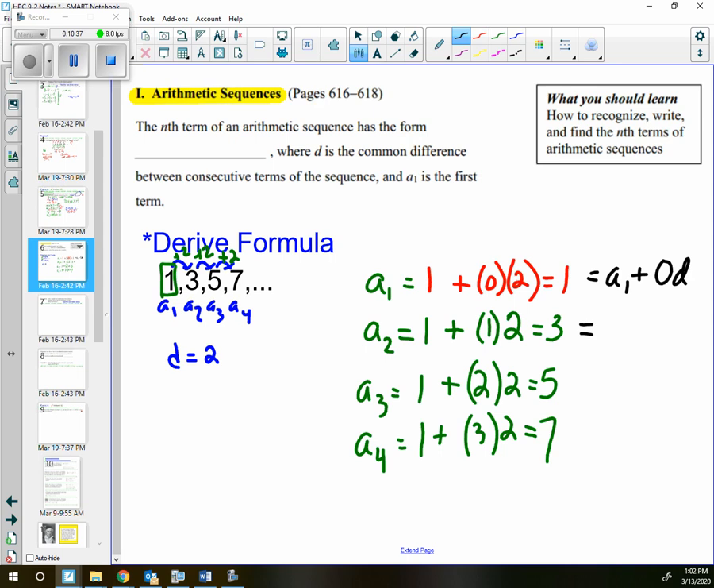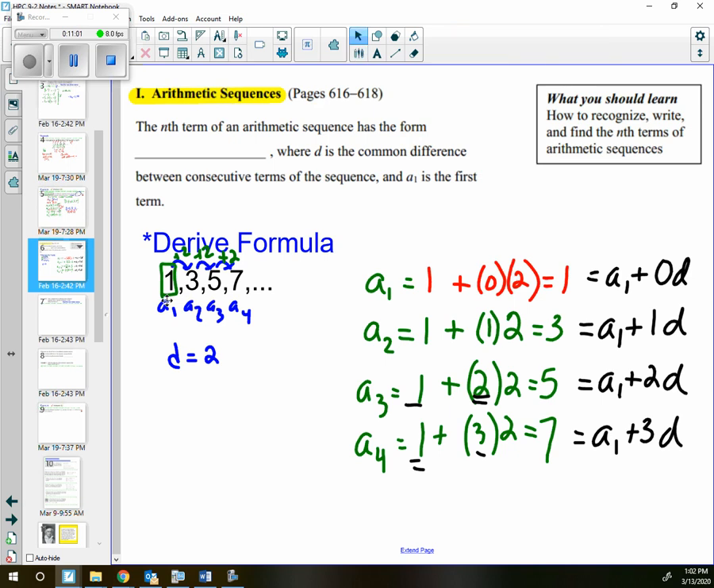How did we get an A2? Well, I did an A1 plus 1 of those differences. To get an A3, I went back to A1 still, my 1, but then I did 2 differences. So 2 2's, right? To get to the third term, I'd have to add 2 twice. And then to get to term 4, I went back to A1 and I added 3 differences. Now I want you to see if you can come up with a pattern here, what the rule is.